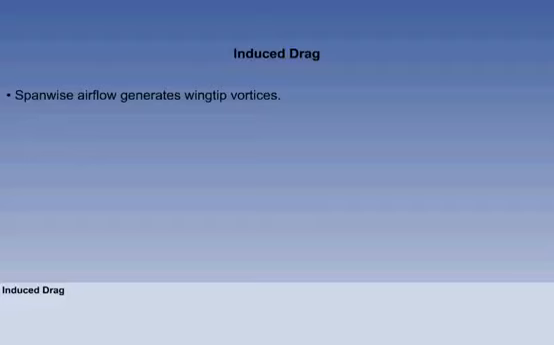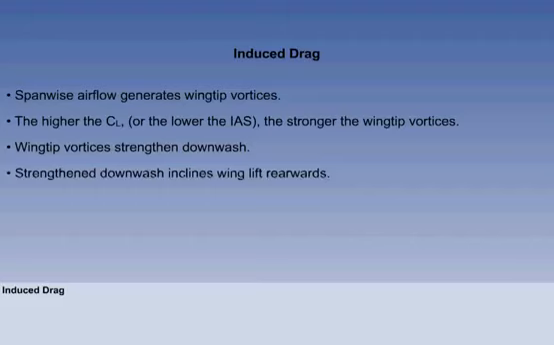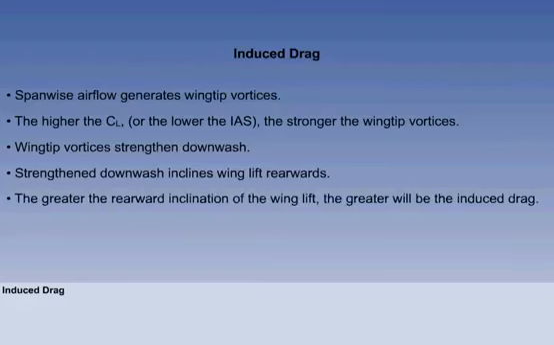Spanwise airflow generates wingtip vortices. The higher the CL, or the lower the IAS, the stronger the wingtip vortices. Wingtip vortices strengthen downwash. Strengthened downwash inclines wing lift rearwards. The greater the rearward inclination of the wing lift, the greater will be the induced drag.